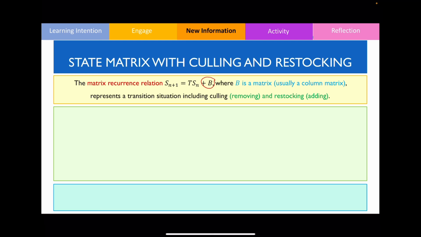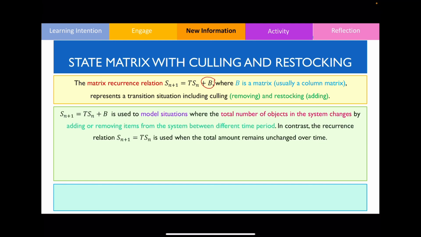Since we are going to be constantly adding or removing stuff at each time period, this means that the total number of items in the actual system will change between each state or between each time period as well. This is completely different compared to the other recurrence relationship which we looked at previously, because in this particular relationship, the total amount remains unchanged over time.